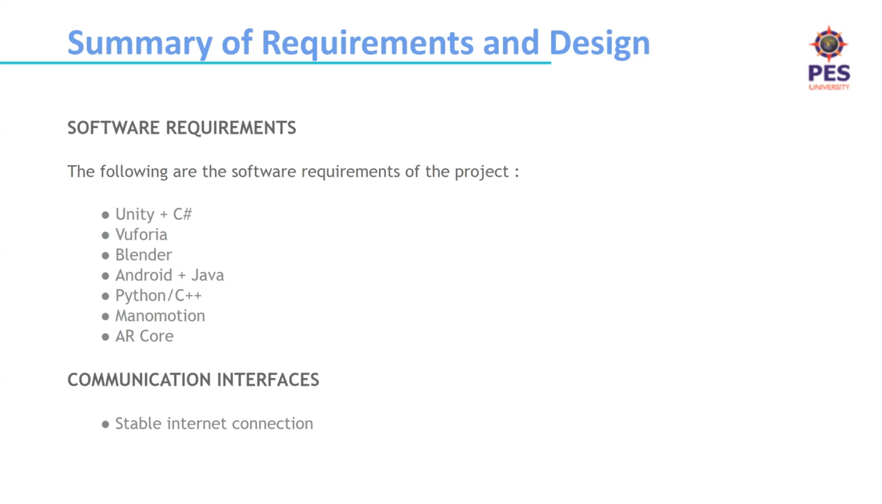Python or C++ would be required for external computer vision algorithm implementation, like those for gesture recognition and depth perception. And Nanomotion would be used for the initial gesture recognition. And AR Core would be required for depth recognition, but we haven't really used it because of the very limited number of supported devices. And finally, for communication interfaces, we would need a stable internet connection for communication across our personal computer and the AR application which is running on a smartphone.